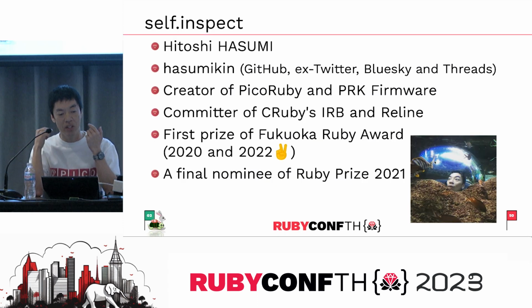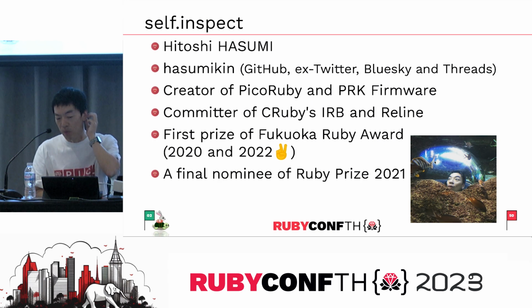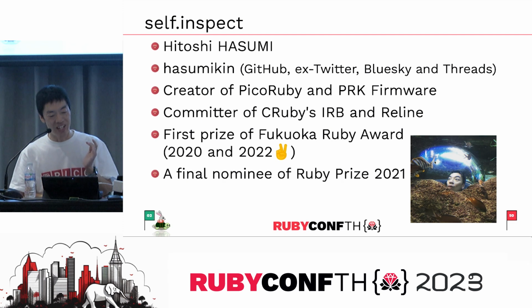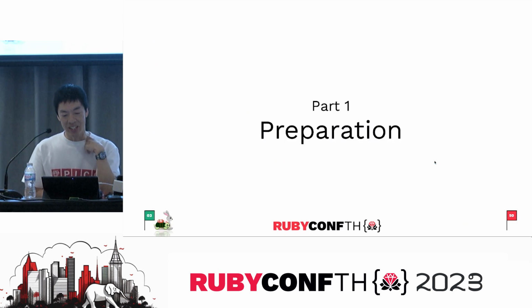But before that, let me introduce myself. My name is actually Hitoshi Hasumi. Hasumi is an internet name. I am the creator of PicoRuby and PRK firmware. I will mention it later. I am the committer of CRuby's IRB and Reline. And I was the first prize winner of Fukuoka Ruby Award 2020 and 2022 twice. And I was a final nominee of the Ruby Prize 2 years ago. Because of PicoRuby.